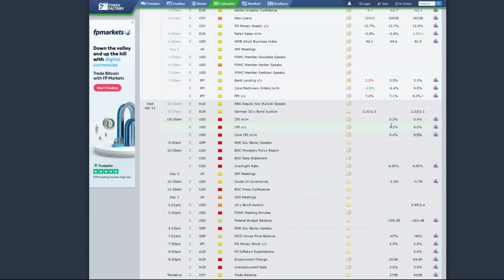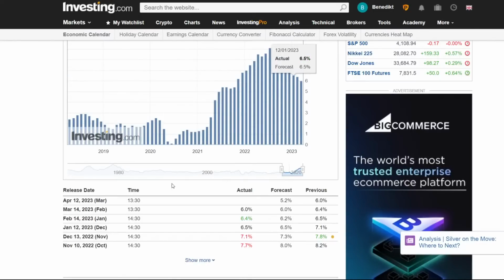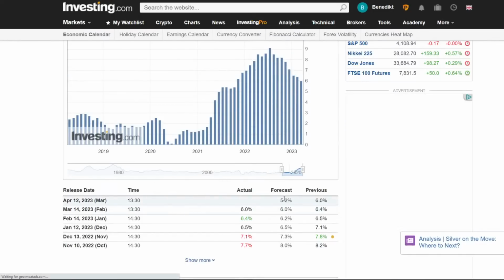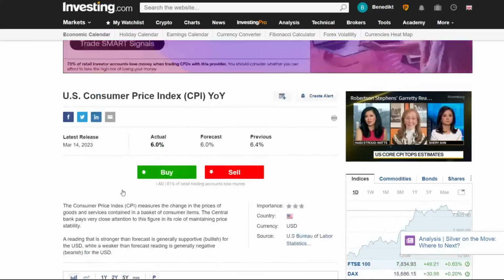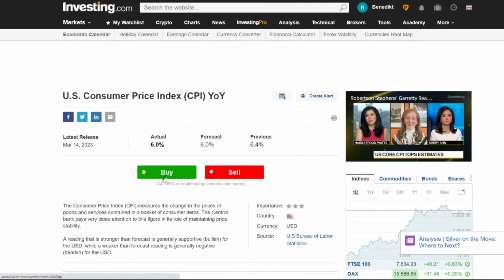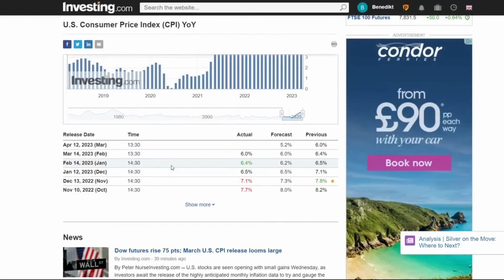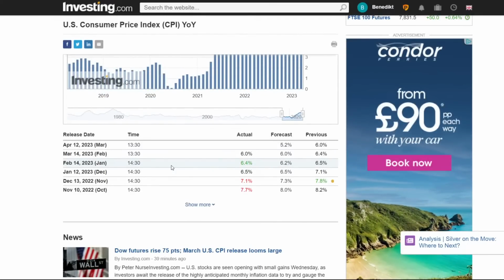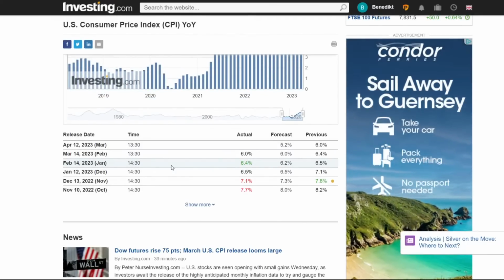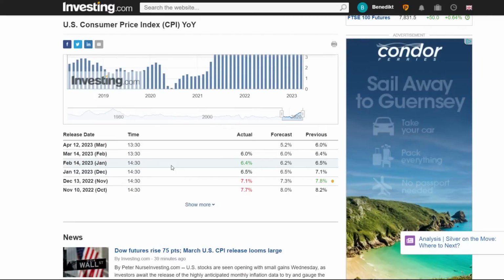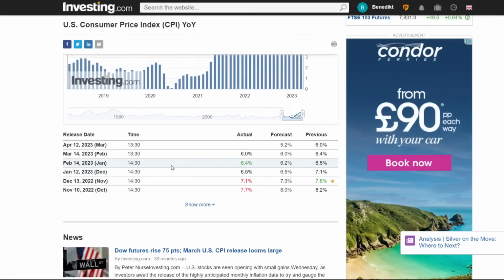But I'm not sure about the 5.1%. I've seen on many other websites and articles 5.2%. So I'm not sure where they got the 5.1% from. Maybe it's a typo on Forex Factory, because if I look at investing.com, they show a forecast of 5.2%. So I guess they might have made a mistake, or there are just different expectations, which can be as well. So 5.1, 5.2% is the expectation.